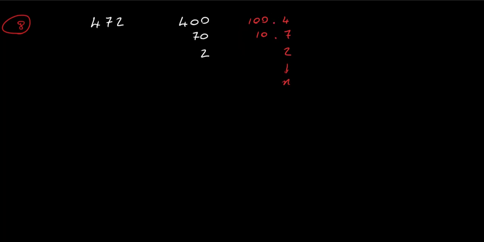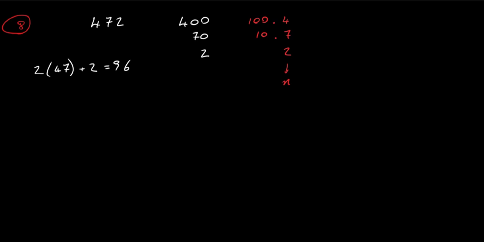So if I take 472, the rule is that you just take the first 2 digits and you multiply by 2. So it's 2 times 47. Then you add the final digit, which is 2. That'll give us 96. So 96 is divisible by 8, so this is divisible by 8.